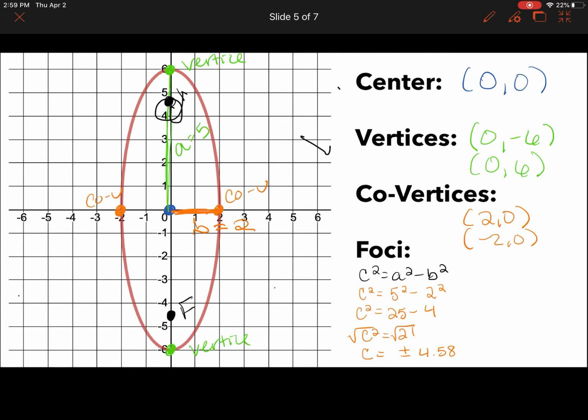Those are your foci. So that means those points are going to be, if I go up 4.58, so that's going to be 0, 4.58, and then 0, -4.58. So that's going to be your 2 points for your foci. That's what I'm going to ask you guys to do today.